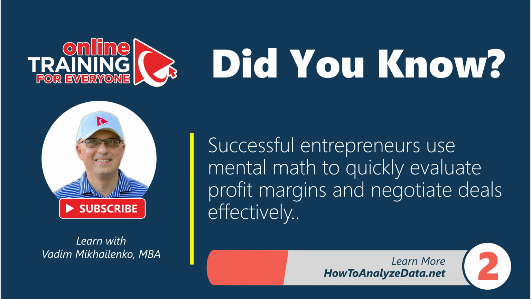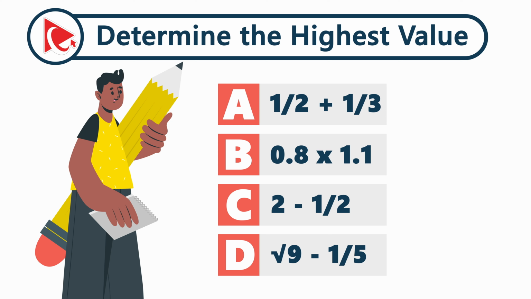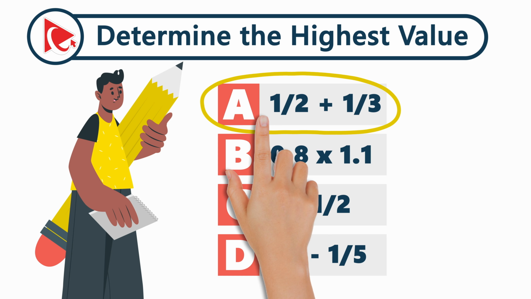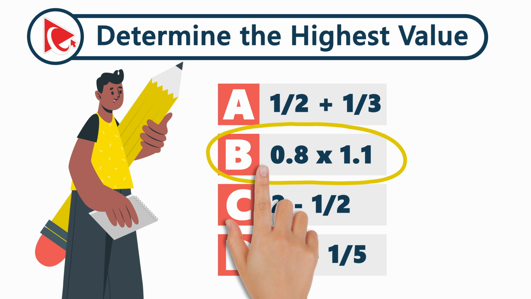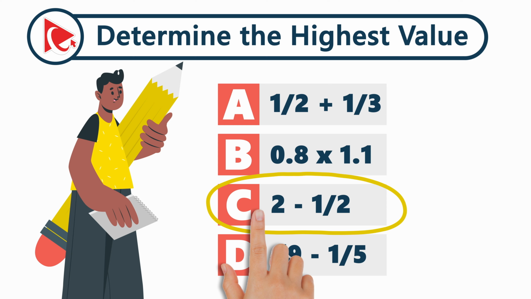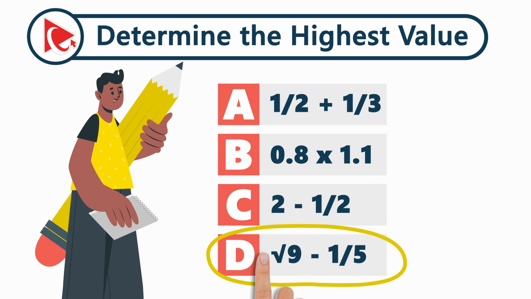In this question, you need to determine the highest value out of 4 expressions, and you have 4 choices to choose from. Choice A, 1/2 plus 1/3. Choice B, 0.8 multiplied by 1.1. Choice C, 2 minus 1/2. And choice D, square root of 9 minus 1/5.